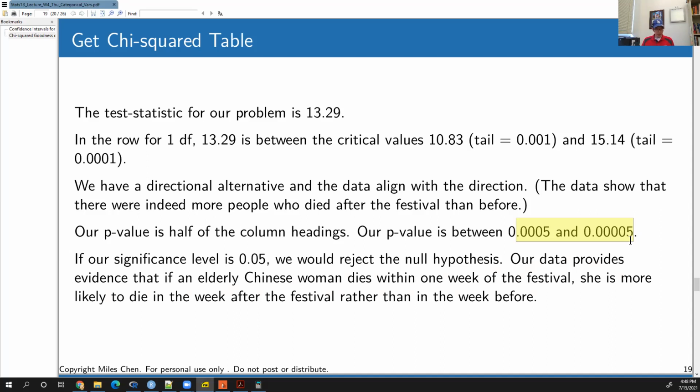And so, what does that mean? Well, I don't know. It just means these Chinese women are more likely to die in the week after the festival than the week before, if we already know that they're going to die within a week of the festival. Okay, so I thought it was an interesting outcome and a clever experimental design, and a nice use of the chi-squared test, which we just covered here.